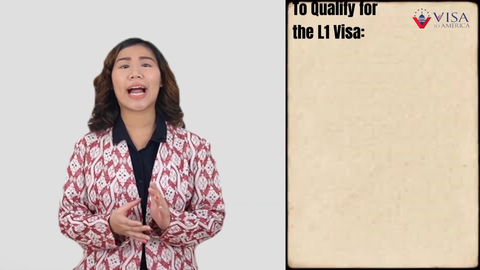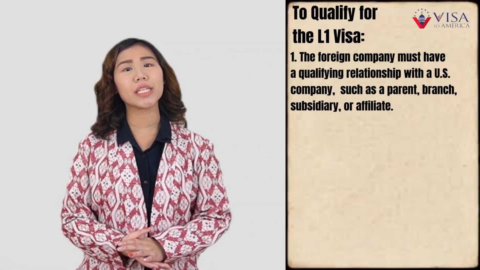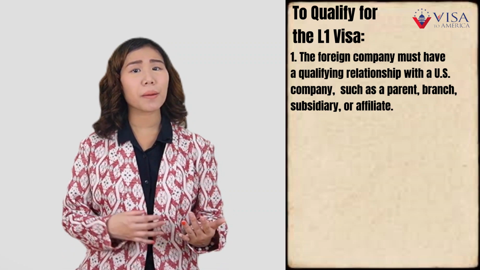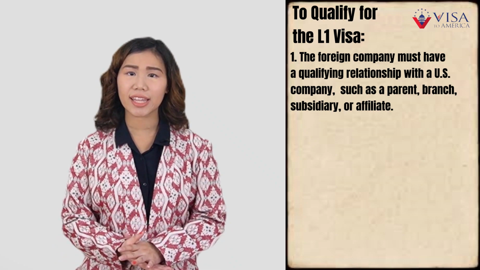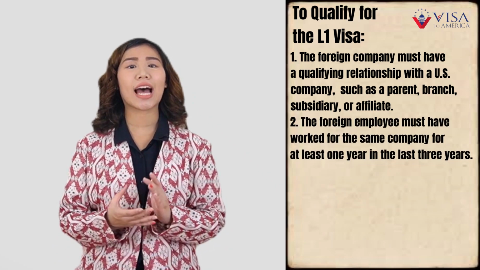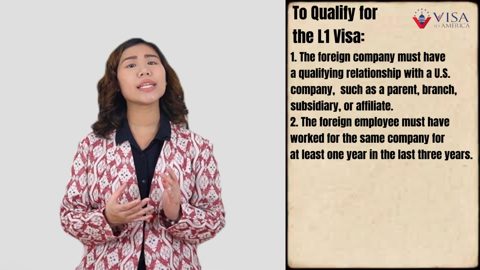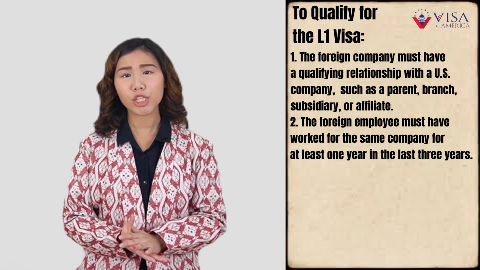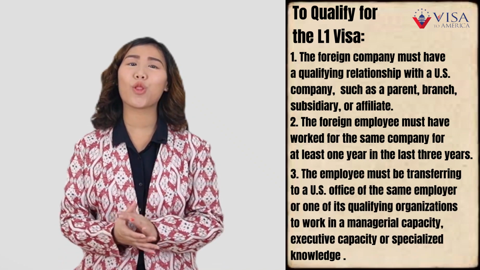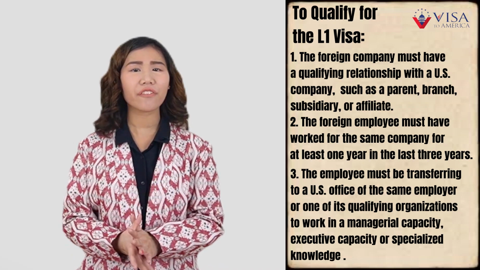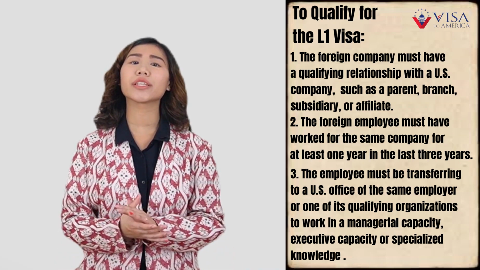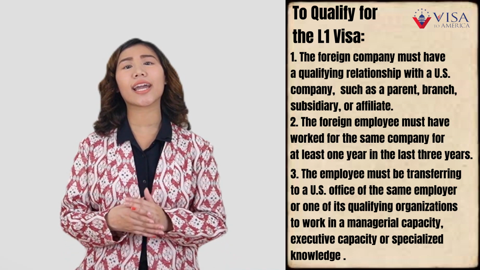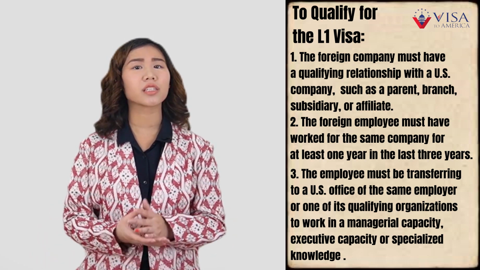To qualify for the L1 visa, first, the foreign company must have a qualifying relationship with a US company, such as parent, branch, subsidiary, or affiliate. Second, the foreign employee must have worked for the same company for at least 1 year in the last 3 years immediately preceding the admission to the US. And last, the employee must be transferring to a US office of the same employer or one of its qualifying organizations to work in a managerial capacity, executive capacity, or specialized knowledge.